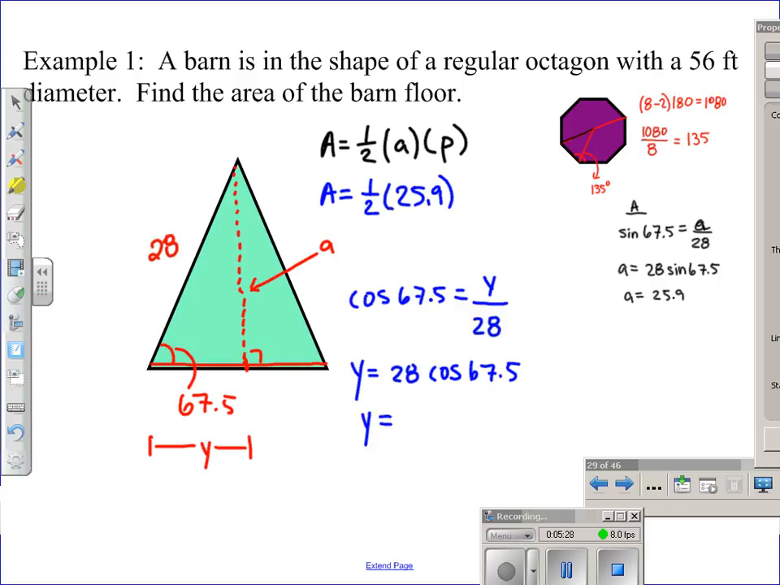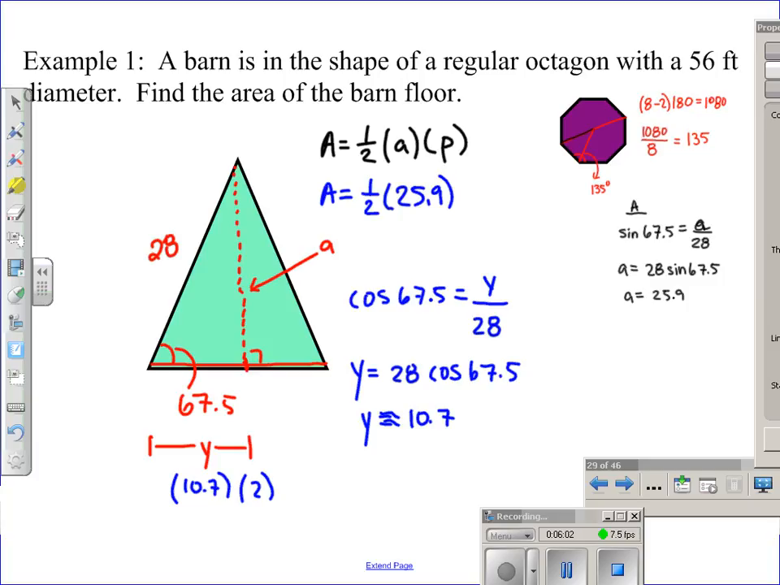We find out that y would be approximately 10.7. You could actually leave that in your calculator, the 28 times cosine 67.5, to then find a more accurate version of your perimeter. But for right now, we're going to use the 10.7. For each triangle, we have two of those, so we're going to multiply this by 2 to get the entire base of this triangle.